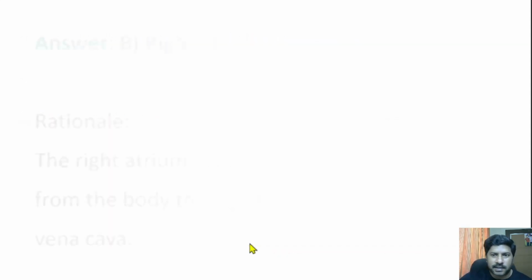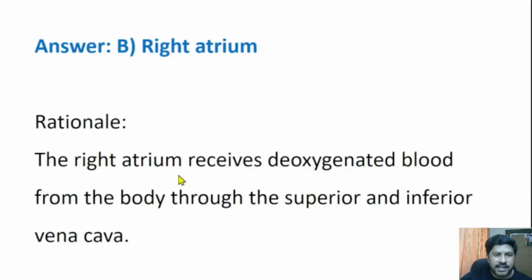Then the explanation: the right atrium receives deoxygenated blood from the body through the superior and inferior vena cava.